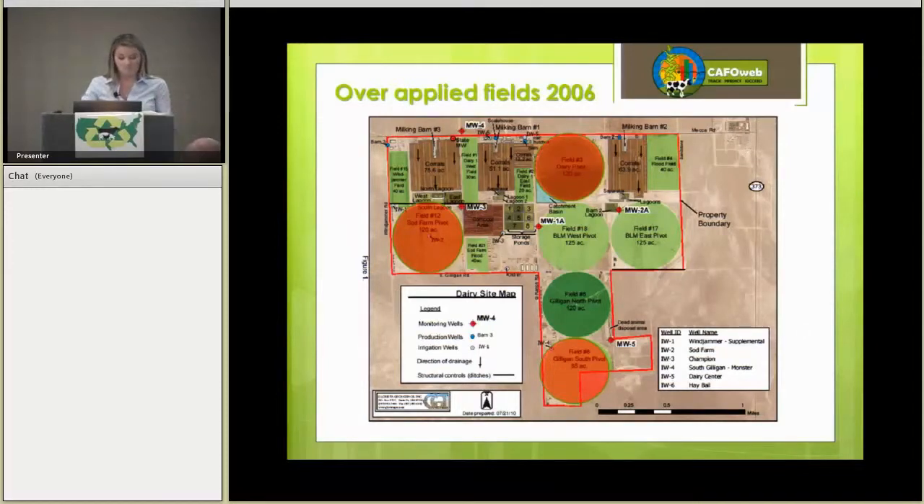So he may have wanted to apply at agronomic rates and apply to his crops correctly, but it just didn't end up happening. So we discussed these results with him, and he vowed to better manage his nutrients the next year.